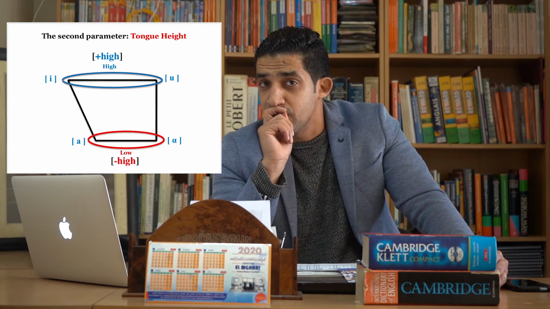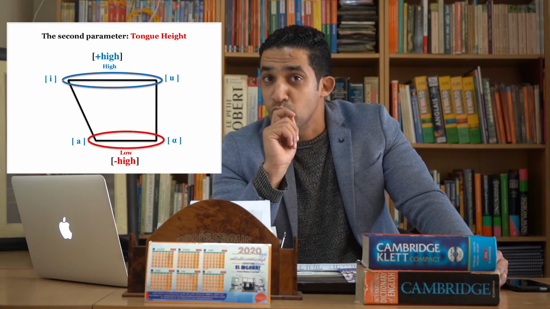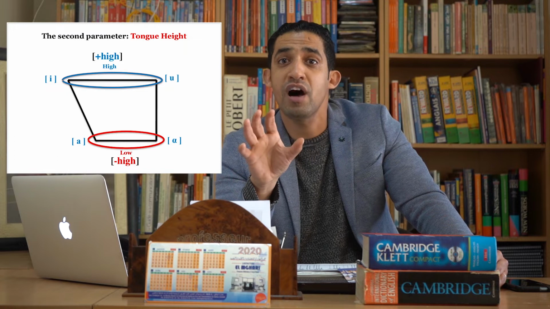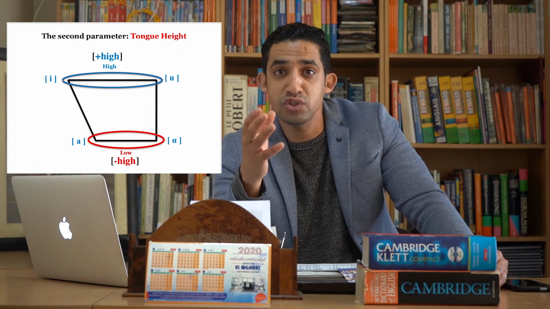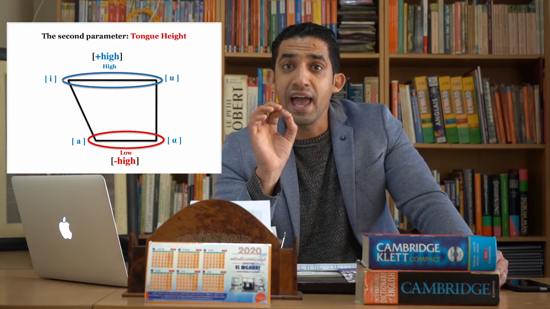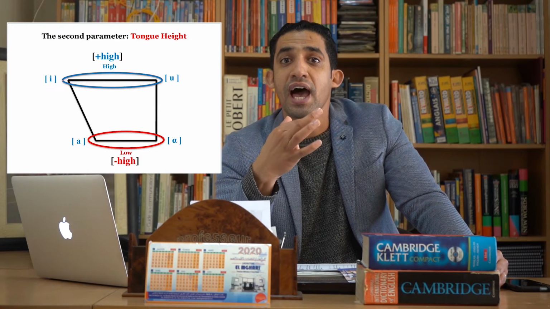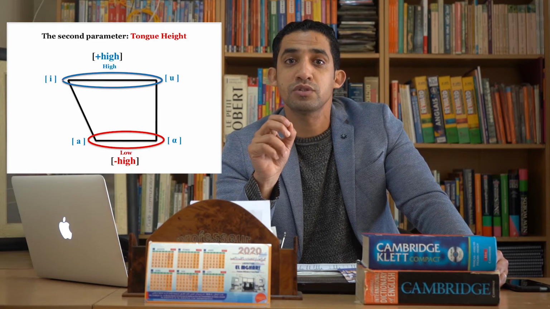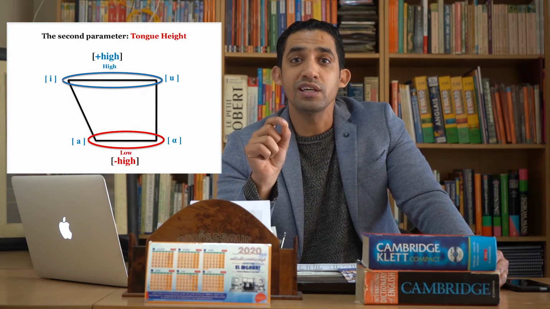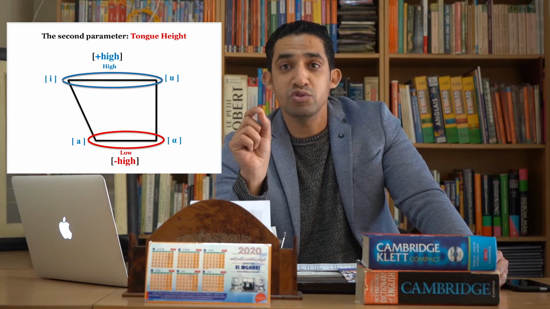For example, if we take the vowels E and U, they are both high vowels because the tongue is high in the mouth in the production of these 2 vowels. But if we take the 2 examples, A and A, both are low vowels because the tongue is low in the mouth in the production of these 2 vowels.